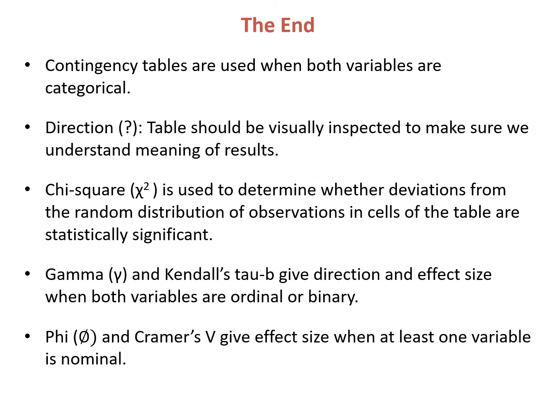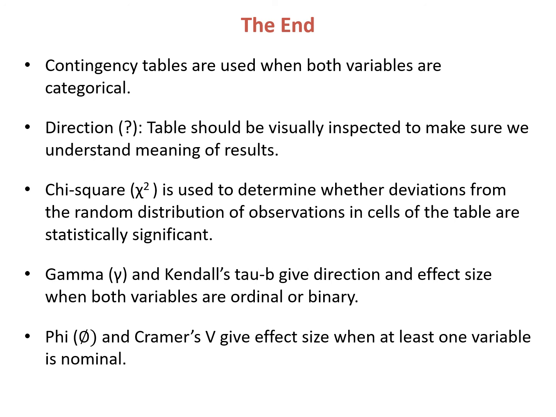Okay, so what did we learn today? We use contingency tables when both variables are categorical. We have to visually inspect the table to make sure we understand the meaning of results. The coefficients are not adequate for that. If there is direction, we will see that, but keep in mind, not every categorical variable is one that can be used in an analysis of direction. So if at least one of the variables is nominal, there is no direction.